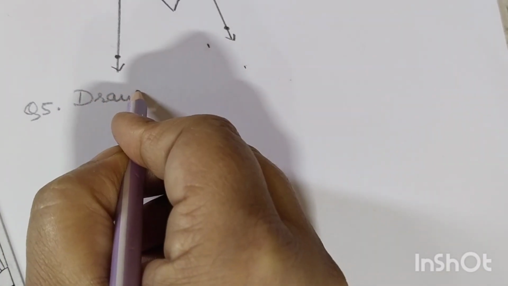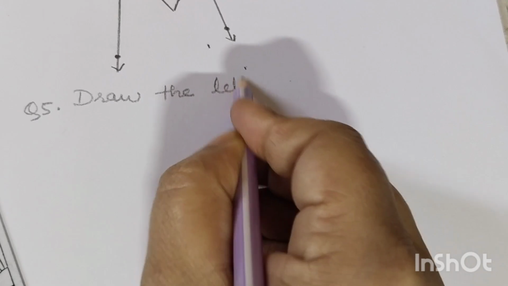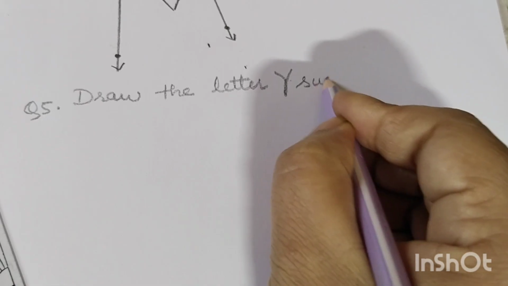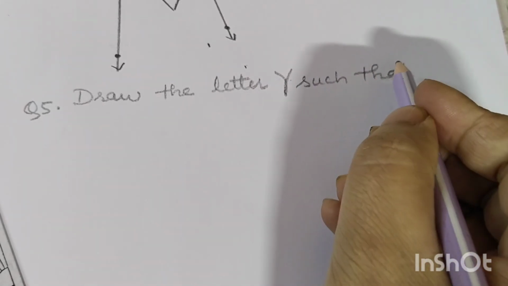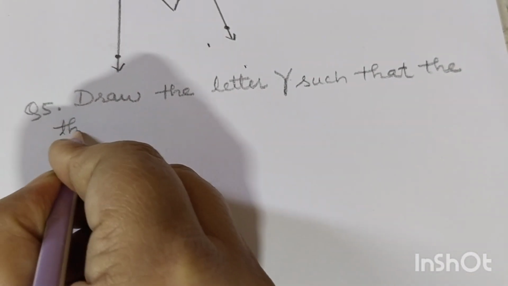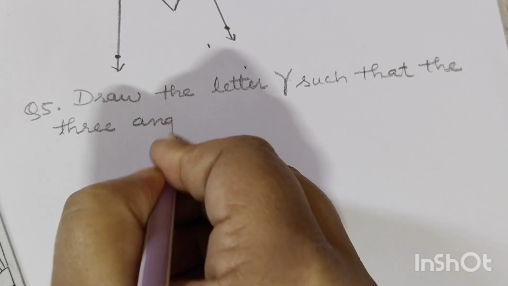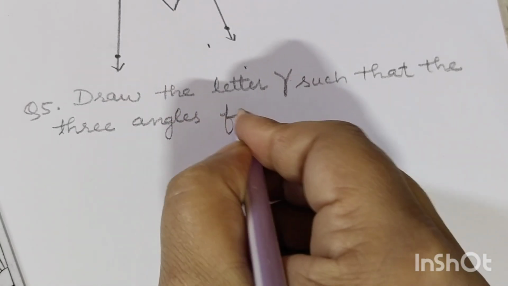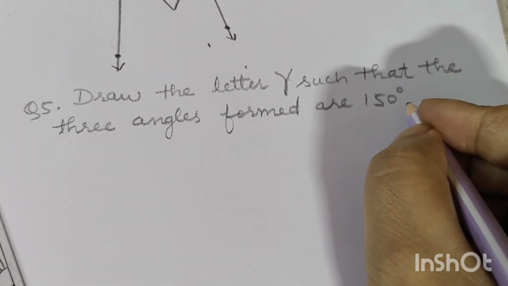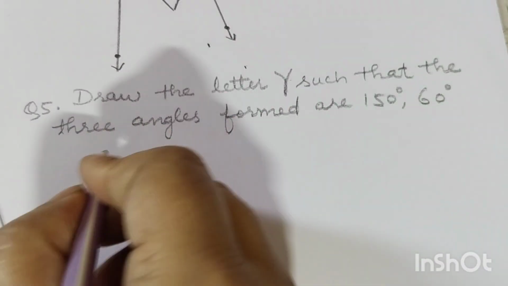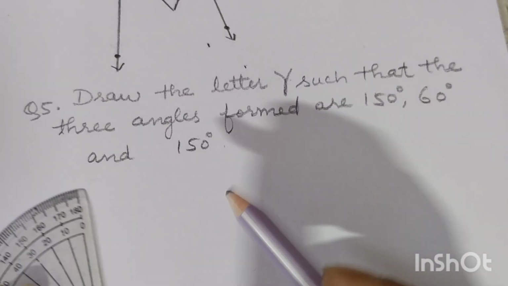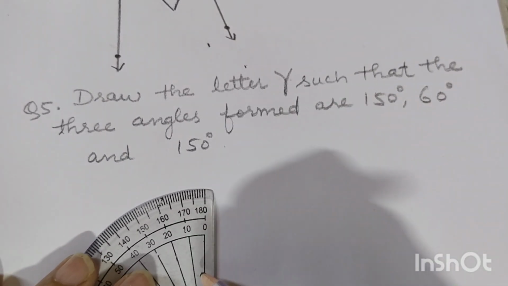Draw the letter Y such that the 3 angles formed are 150 degree, 60 degree and 150 degree. Now again, mark one straight line.